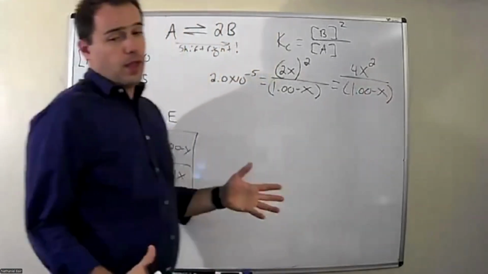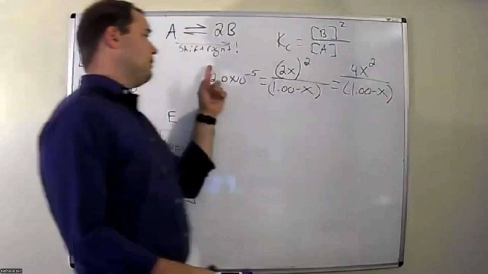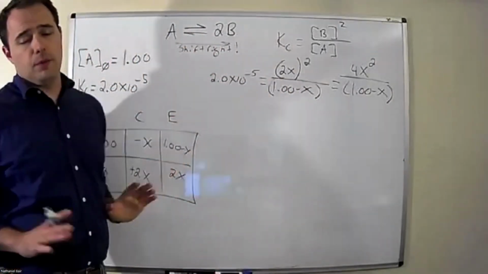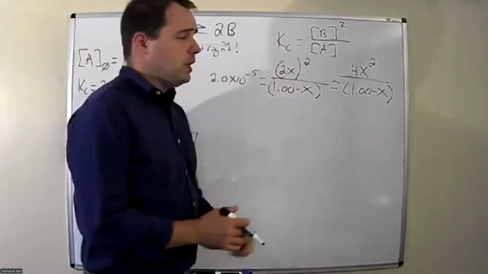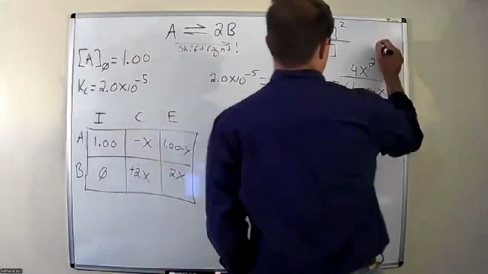The next thing we're going to do, we're going to end up with a polynomial here because that's x squared. So we're going to multiply both sides by 1 minus x and distribute, and then we're going to get everything equal to 0. So if you screwed up that algebra, go back, try to fix it while I'm still going. Here we go.